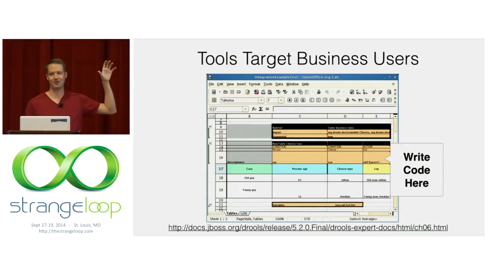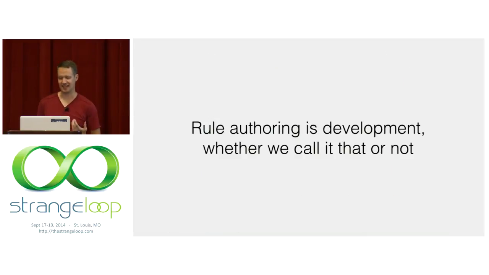If you find yourself in a position where you're writing Java code in an Excel spreadsheet, you're probably going down the wrong path. And the fact is that rule authoring, well, you know what? It's development. What's the difference between a rule and a function? Even if it's in a trivial sense, even if it's a simple rule, it's development whether we call it that or not. So what if we turn this on its head?